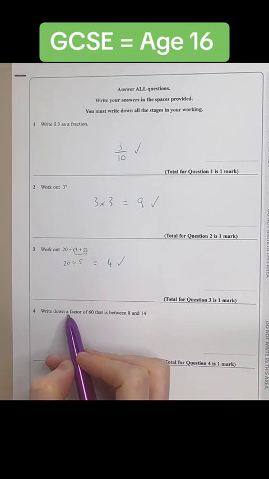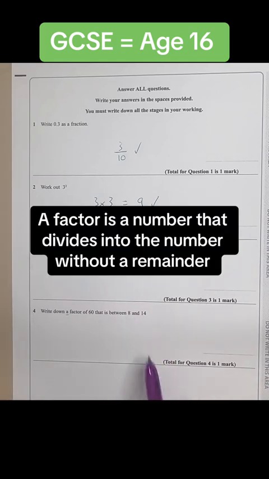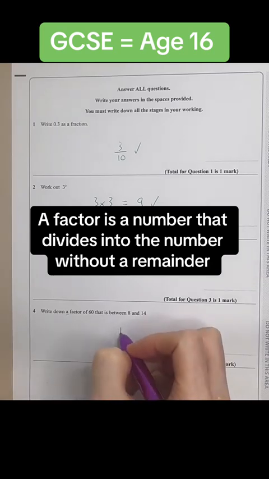Write down a factor of 60 that is between 8 and 14. A factor is a number that divides into a number and does not give a remainder. You could have either 10 or 12.